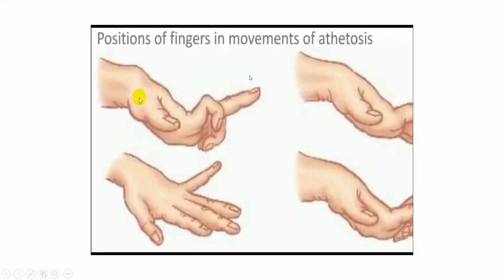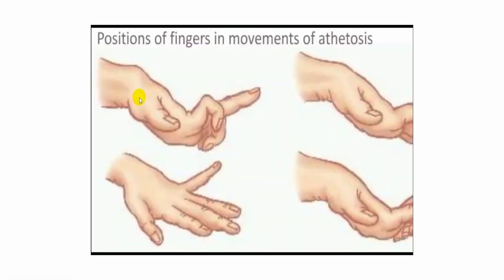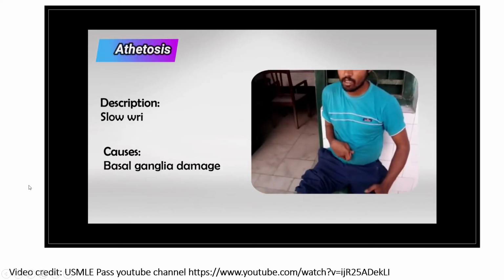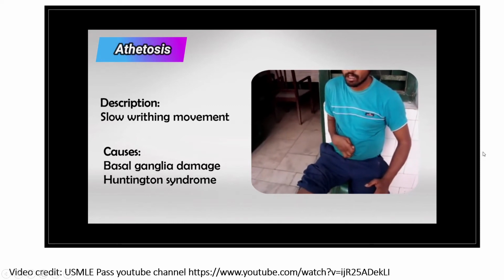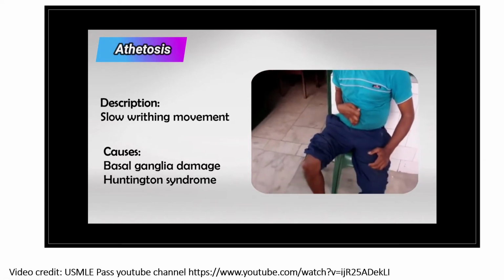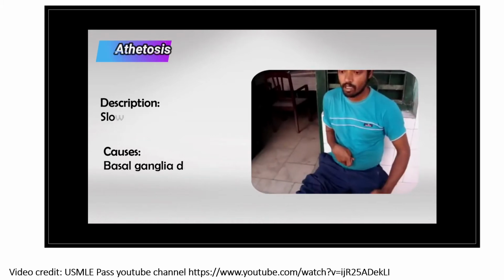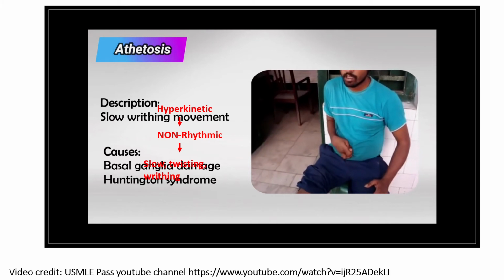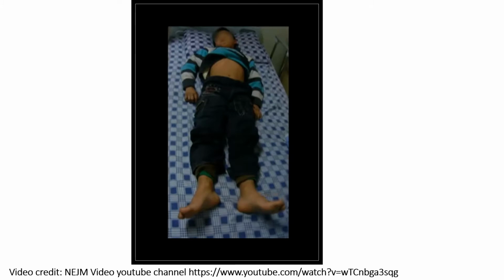So these are the position of the fingers and movements of athetosis. As you can see, slow twisting rhythmic movements are there. Next, I will show you another video of athetosis movements. Okay. So again, you can see in this video there is a hyperkinetic movement disorder at rest. It seems to be non-rhythmic to me, but definitely it is slow, twisting, with a larger amplitude than a choreiform movement. It's actually athetosis. Right.